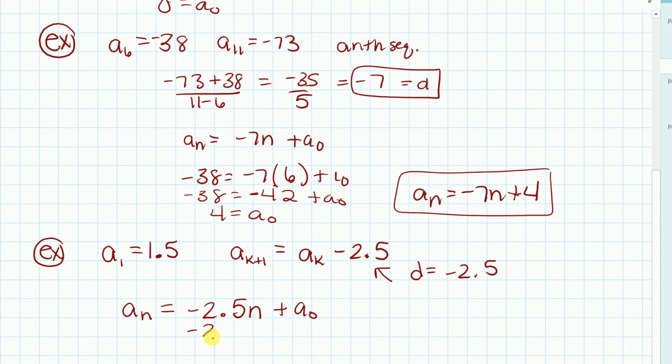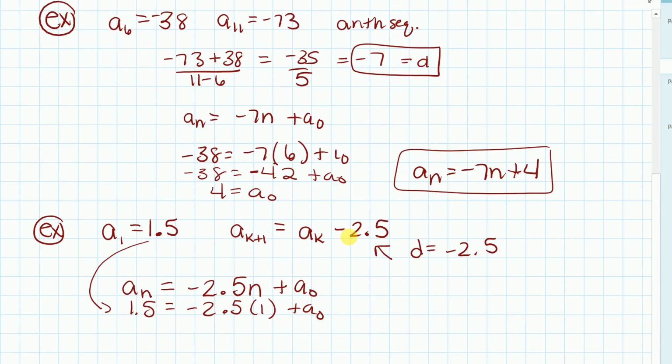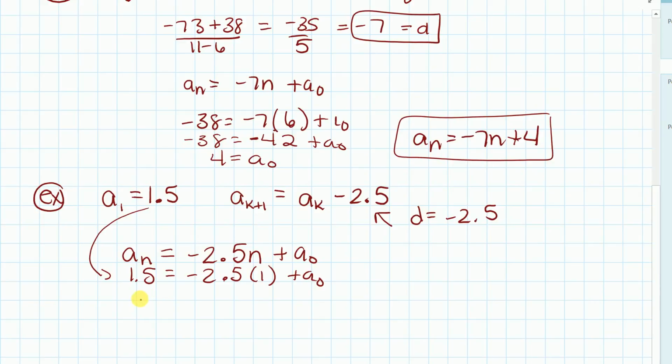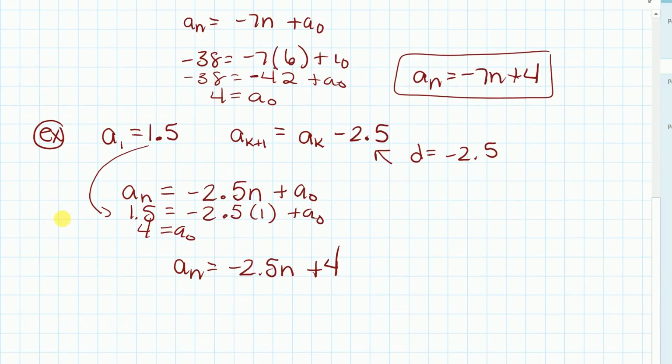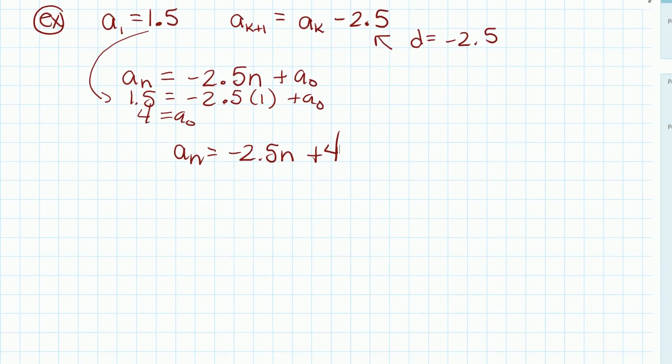So I know if I plug in 1 for my n, I should end up with 1.5. So you can solve for a naught here, and if you add the 2.5 over, you end up with a 4. So your a sub n equation will be negative 2.5n plus 4. So that's how you can turn a recursive into an a sub n equation. So that is the end of how to write the equations for arithmetic.